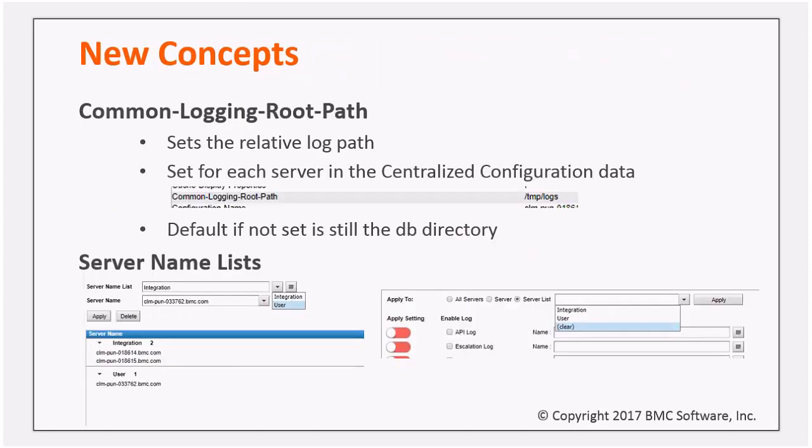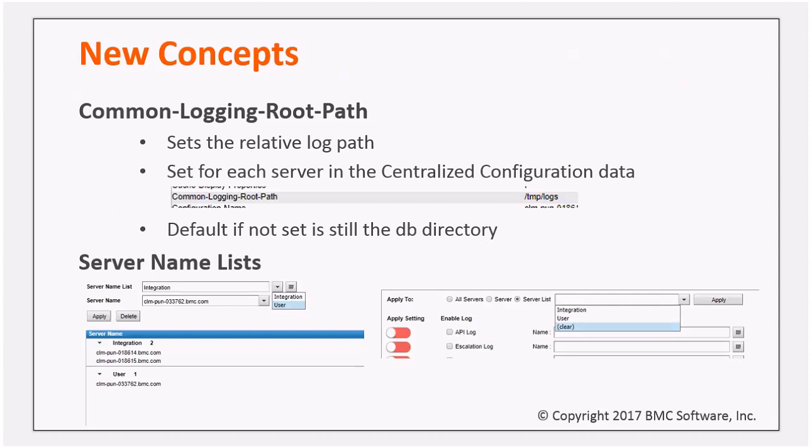Firstly, the log file names used on the form do not include a path. A server group may include both Windows and Linux platforms, which use different formats for specifying directory paths. To support this, the form uses a relative path. The default is still the usual DB directory, but this can now be changed for individual servers using the common logging root path configuration setting.